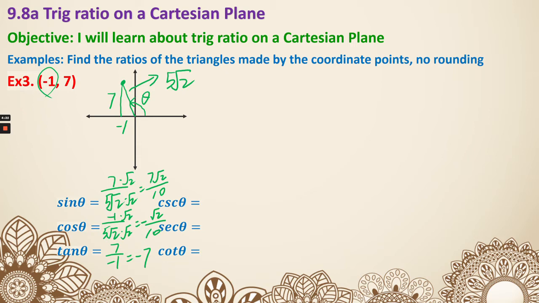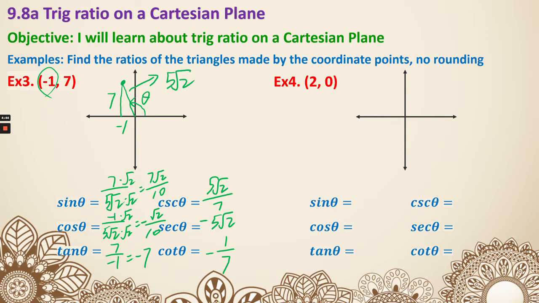Now for cosecant, secant, and cotangent, we're just flipping everything. So 5 square root of 2 over 7, 5 square root of 2 over -1, so it's just negative, and this is -1/7. The key is that when we put it inside the coordinate system, we use the actual coordinates, including the negative numbers. Next, (2, 0). (2, 0) is actually right here.